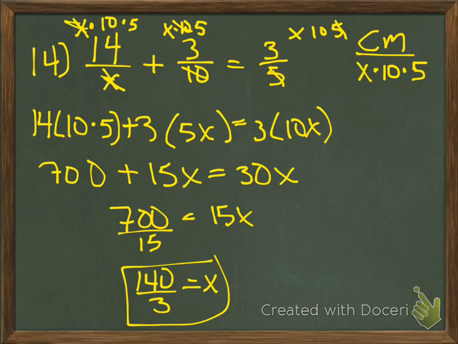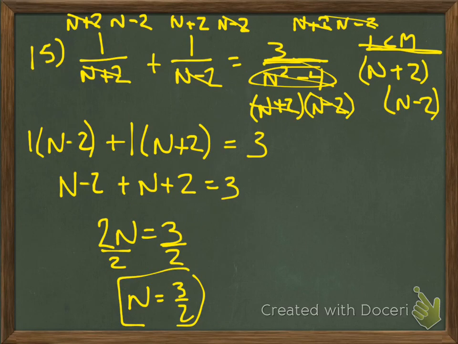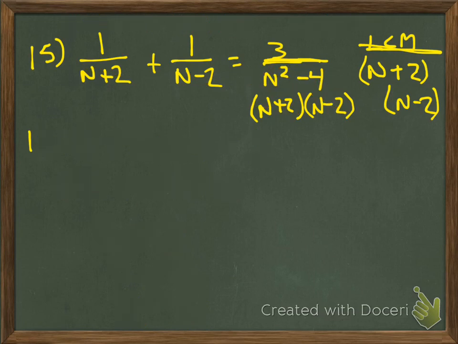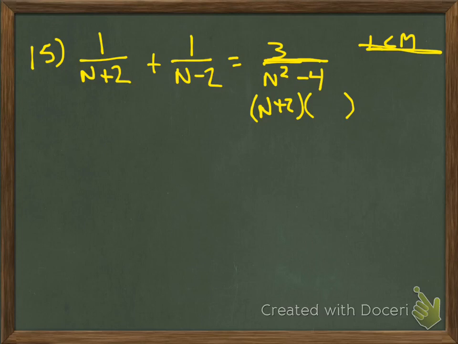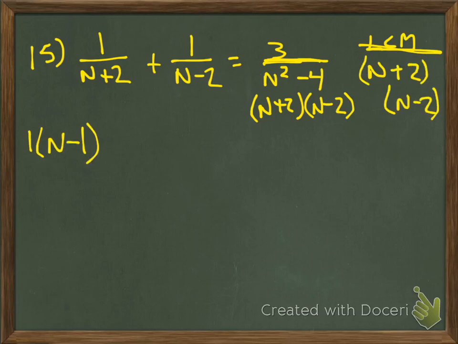Okay, so that's number 14. Let's look at number 15. Alright, number 15, oops, I showed a little too much there. Let's try that again. Okay, so the first thing you need to do is go ahead and factor the n squared minus 4, which again, anytime you see n squared minus, you say n plus, n minus, square root of 4 is 2. So that means my least common multiple is n plus 2, n minus 2.